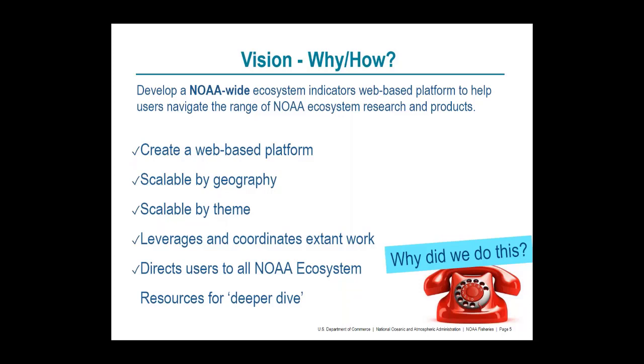These indicators are scalable by geography, meaning that you can look at specific regions. They're scalable by theme, so the climate indicators can be found alongside one another. And an important thing is that all of these indicators leverage and coordinate work that already exists. All of this data already existed somewhere within NOAA's portfolio of data portals or data access points. We were just bringing it all together in one place. And then finally, it brings this data together in a way that can be understood by members of the public and provides links to resources for a deeper dive for those who are hoping to get a more comprehensive view of some of the data.